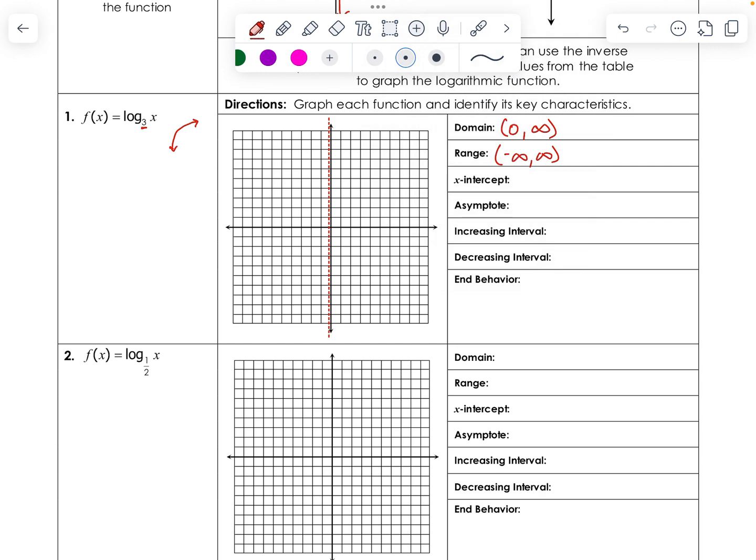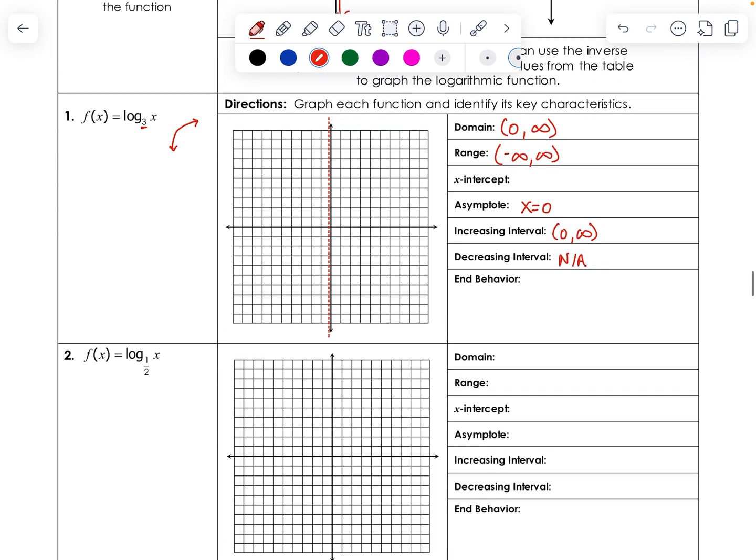And then we're going to fill in some of this other stuff. So my asymptote is x equals 0. It's going to be increasing because you can see my graph increases. So it's going to be increasing from 0 to infinity because it matches my domain. It's not decreasing anywhere. We'll fill in the end behavior once we graph it.